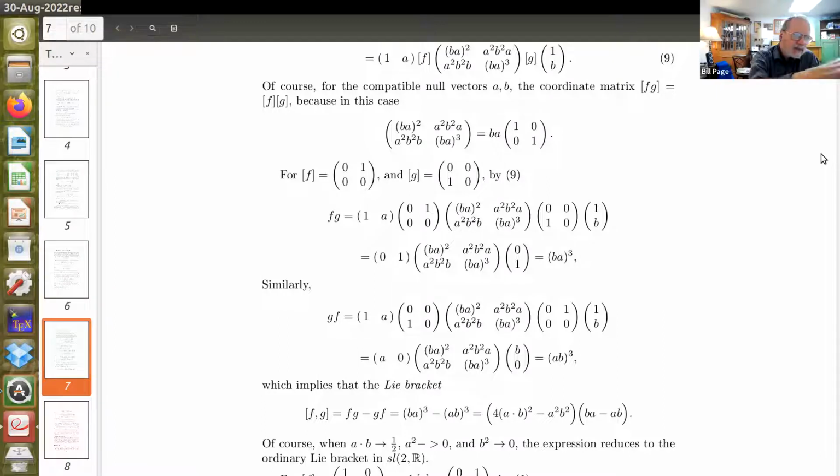And then you write BA, 1, 0, 0, 1. When I say compatible or dual null vectors, that's when A squared and B squared are equal to 0. So then BA becomes an idempotent. BA squared is equal to BA, and BA cubed is also equal to BA. So I essentially get BA times the identity matrix 1, 1 then. So that's correct.